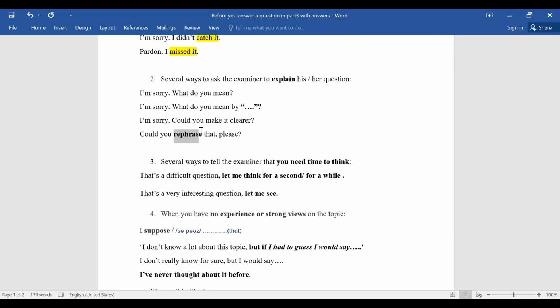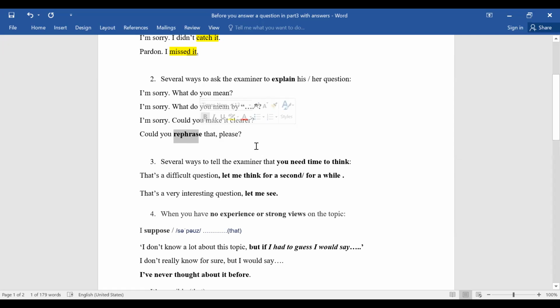Remember that the examiner will evaluate you based on the way you answer IELTS questions and also the way you interact with him. That is why IELTS Part 3 is not a presentation. IELTS Part 3 is also not a long talk like in Part 2. IELTS Part 3 is a discussion.